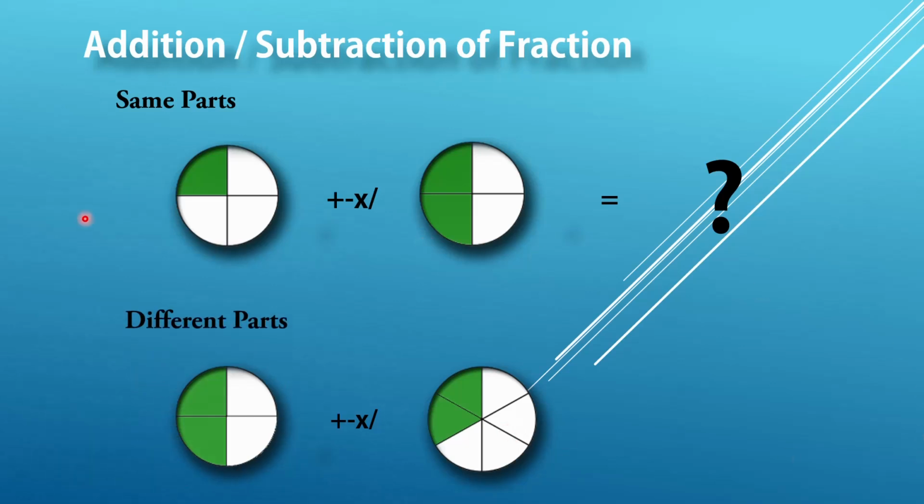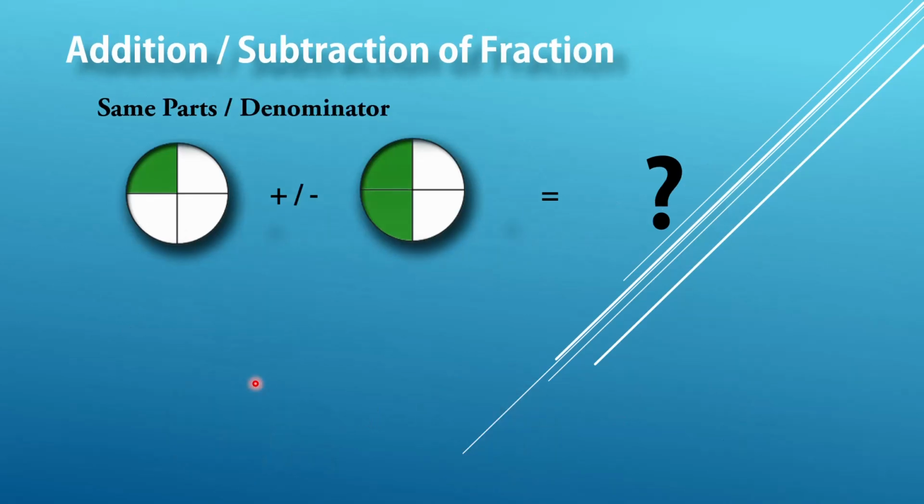Here you need to remember: same parts means we have the same pieces of that pizza, so we say same parts or same denominator. If it is different parts, it means we have different denominators. So there are 2 rules: same denominator and different denominator. We'll learn one by one. So we'll move to the next topic.